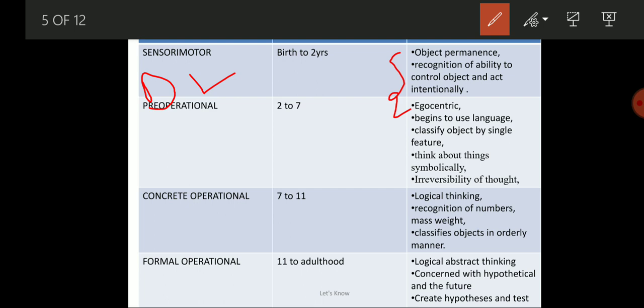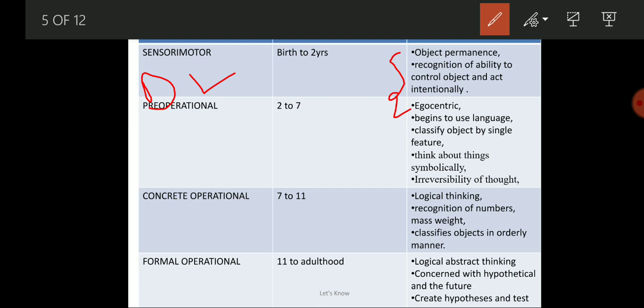The next characteristics given: begins to use language, classifies objects by a single feature, thinks about things symbolically, and irreversibility of thought. Irreversibility of thought means suppose ice and water are kept here, and we can think that ice can be converted into water and water can be converted into ice, but he will think these two things are different.